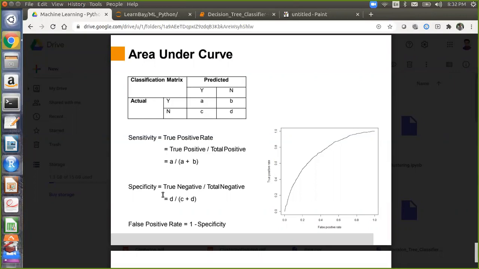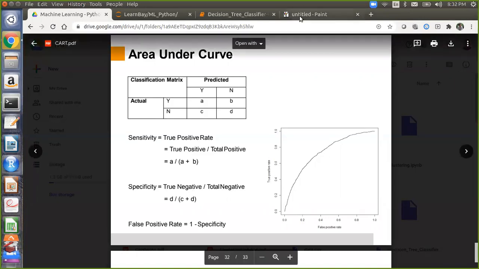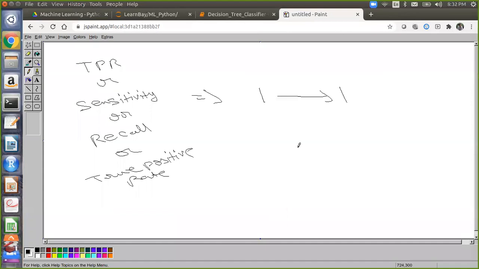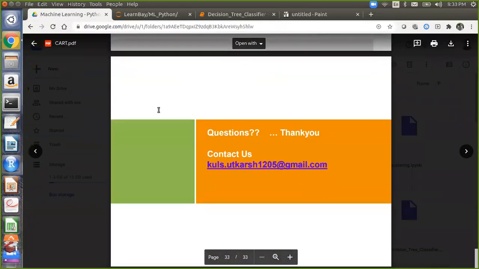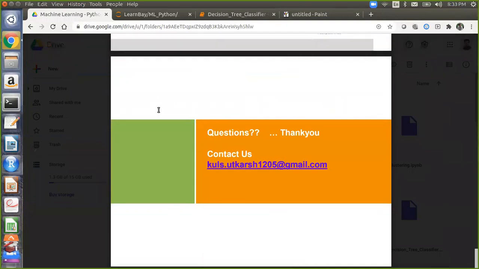Another definition is specificity: true negative divided by total negative. Specificity is the opposite of sensitivity; it tells how good your model is at identifying zeros as zeros. We don't care much about zeros as zeros, but sensitivity or recall is the most important thing. One is in numerical form, one is in visualization form, which I will show you in the code. So this is all about decision tree here.